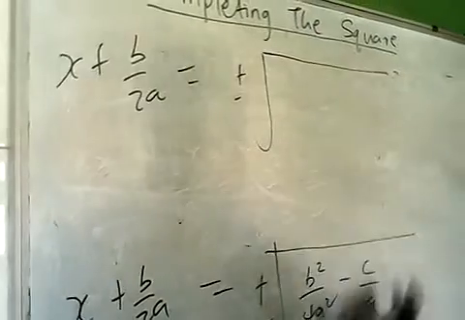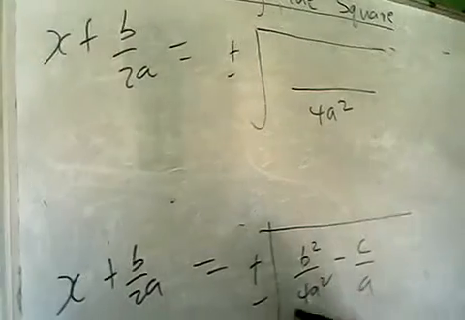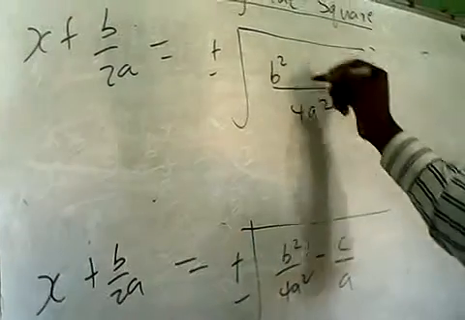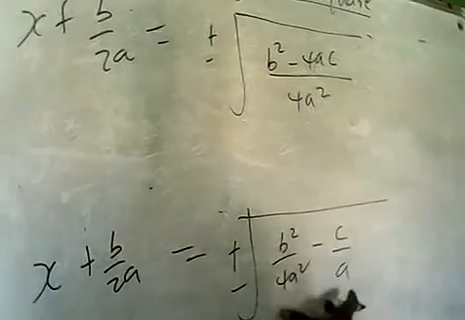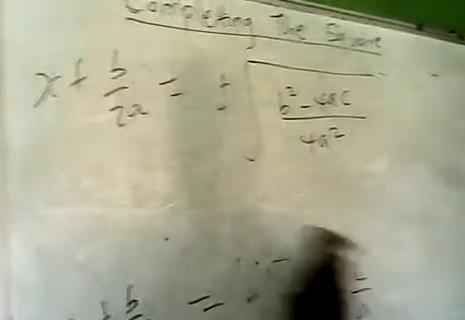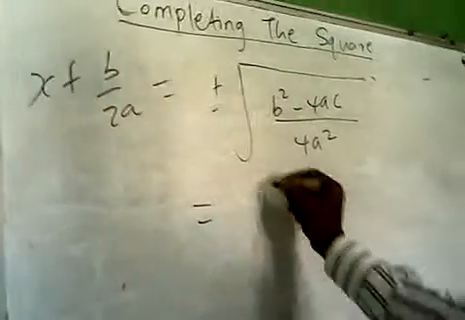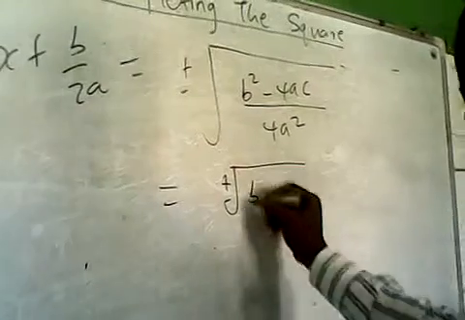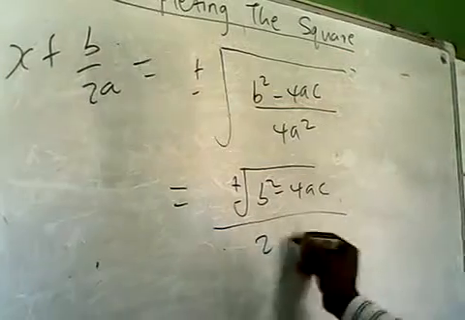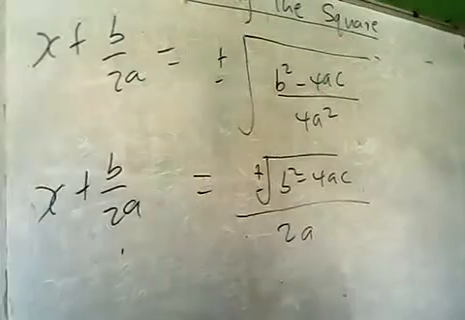Now we can simplify step 5 as much as possible, and we have plus or minus root. Taking the LCM of what we have inside is 4a squared, right? Solving this simple fraction inside, we're going to have b squared minus 4ac over 4a squared. You can further simplify the right hand side, and that will become plus or minus root b squared minus 4ac over 4 is 2, the a squared is a. So we have x plus b over 2a is equal to plus or minus root b squared minus 4ac over 2a.